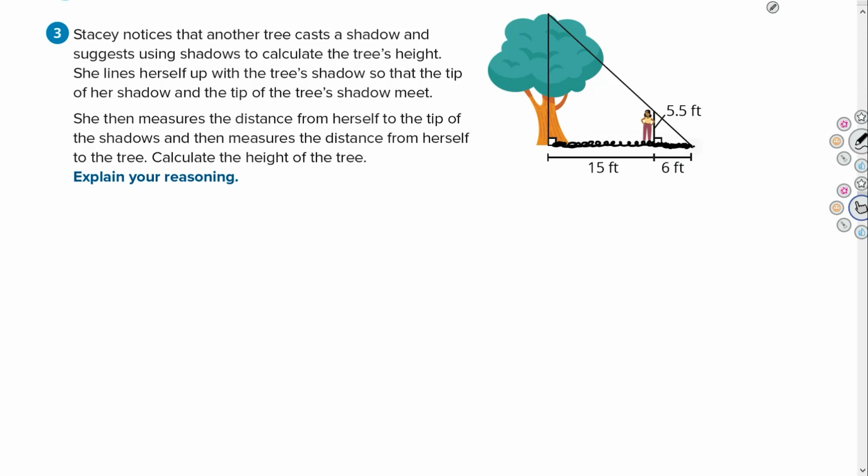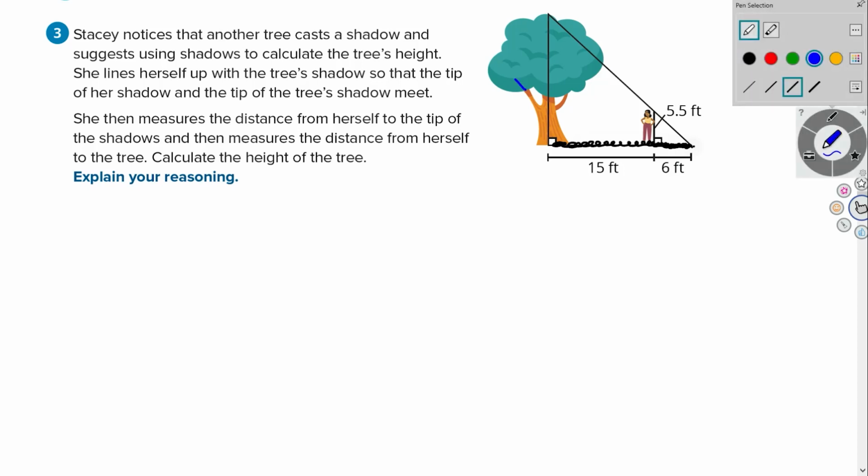She then measures the distance from herself to the tip of the shadow. That's 6 feet. Then she measures the distance from herself to the tree, which is 15 feet, and she knows that she is about 5.5 feet tall. We want to find the height of the tree.